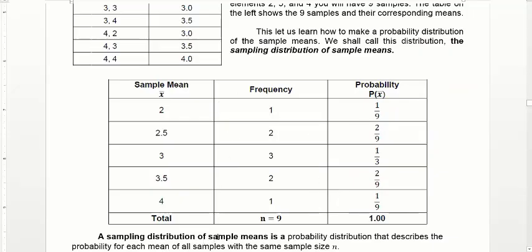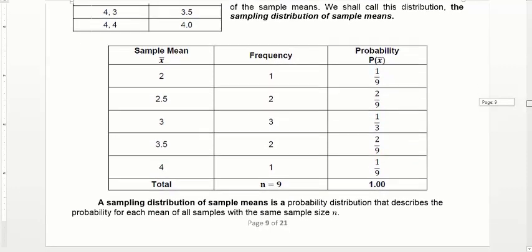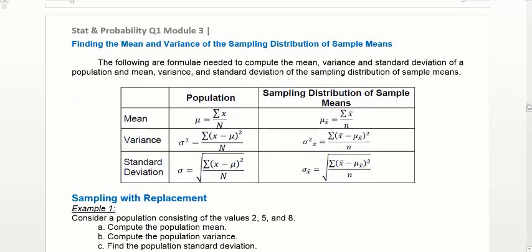So, a sampling distribution of sample means is a probability distribution that describes the probability for each mean of all samples with the same sample size n. Okay? So, next. So, finding the mean and variance of the sampling distribution of sample means. So, these are the formulas that we have to know.